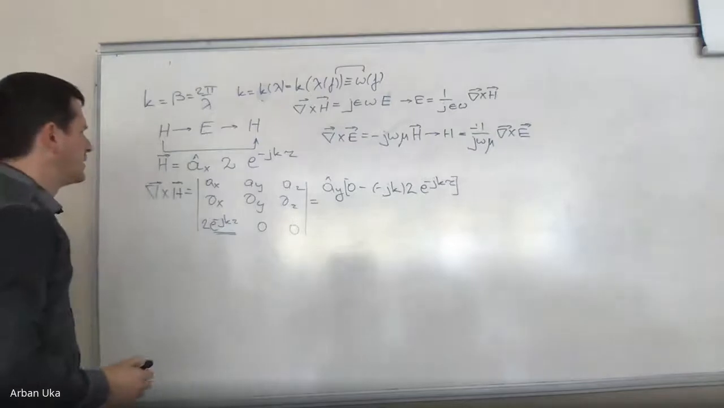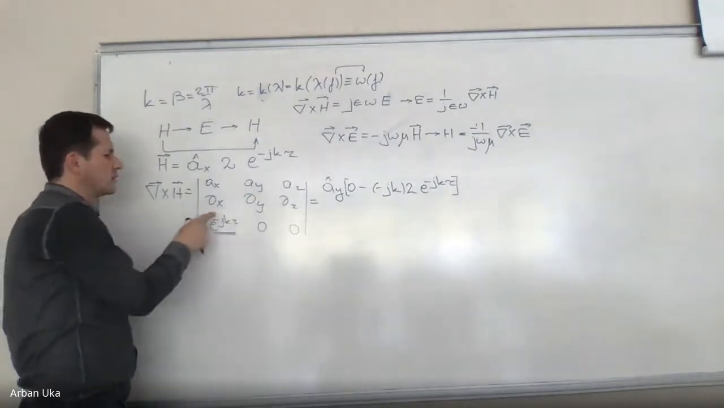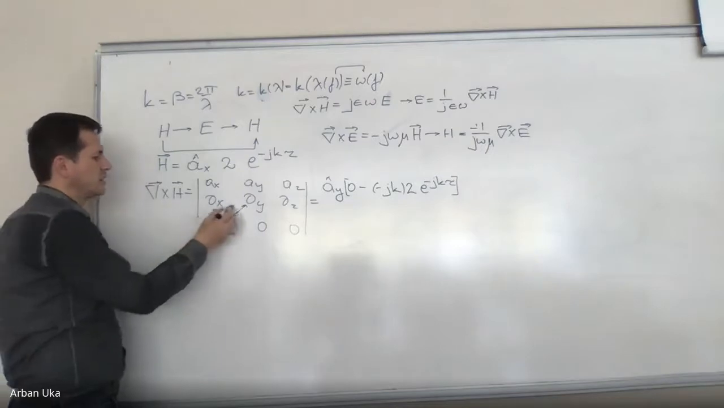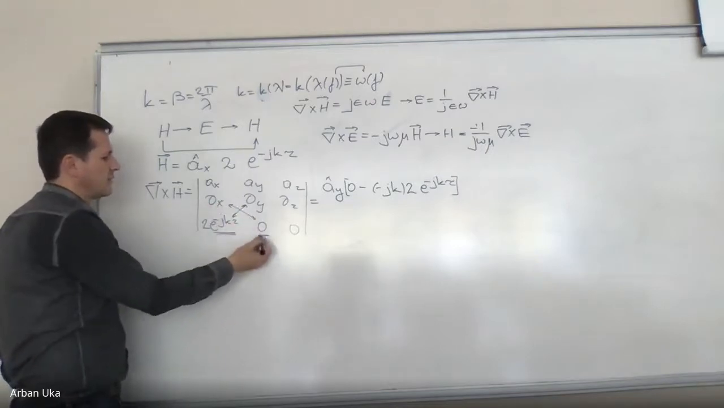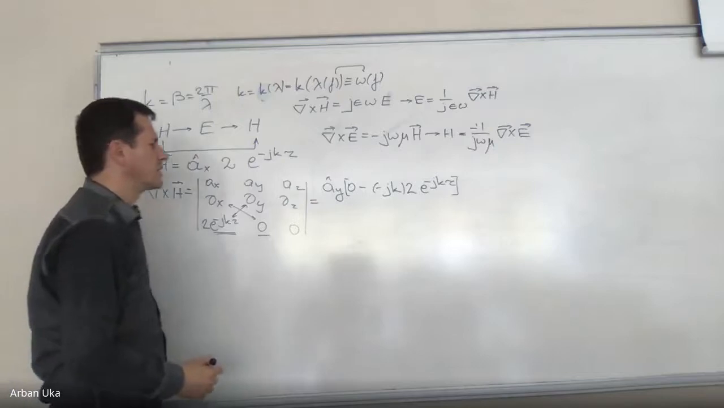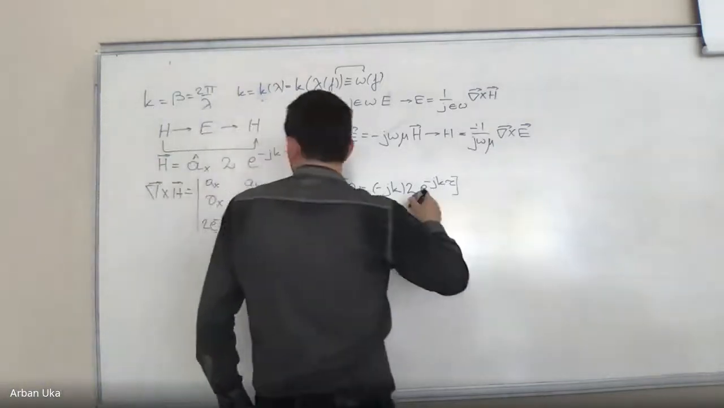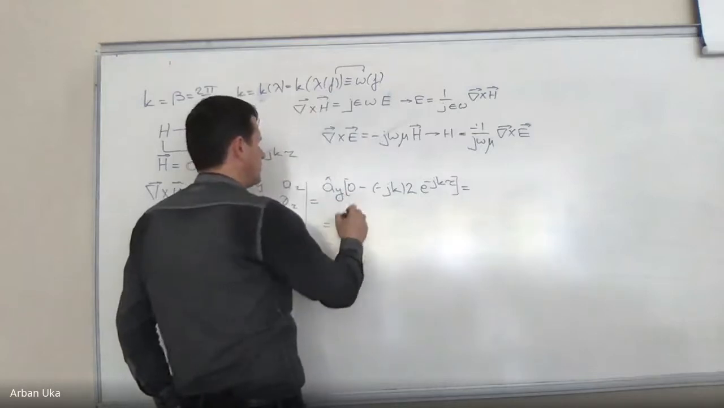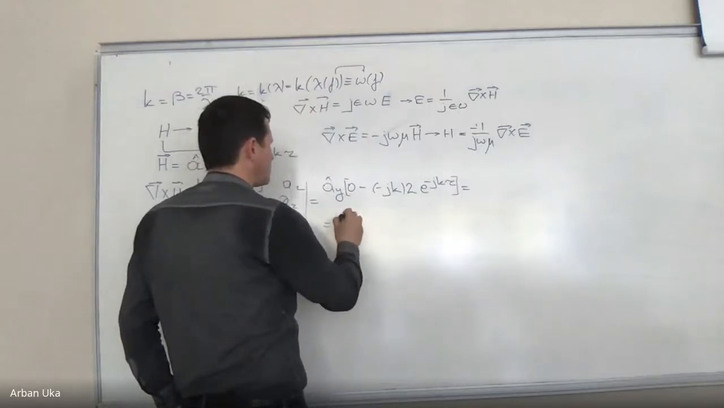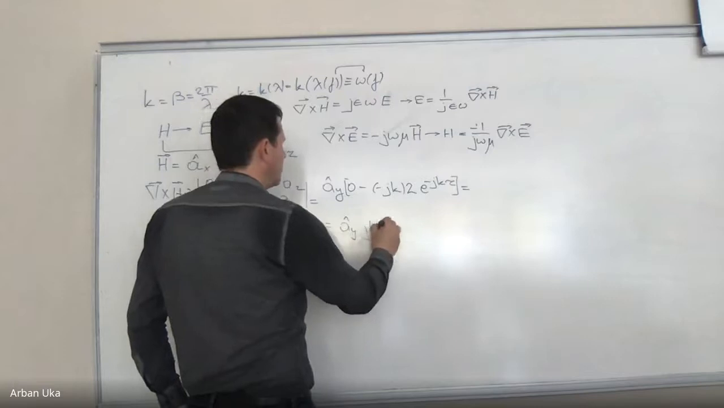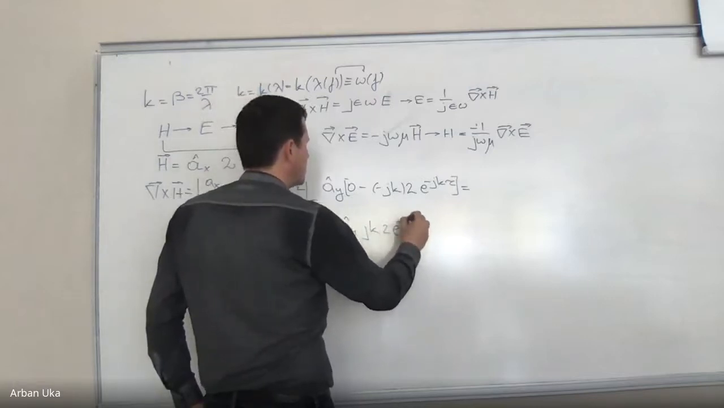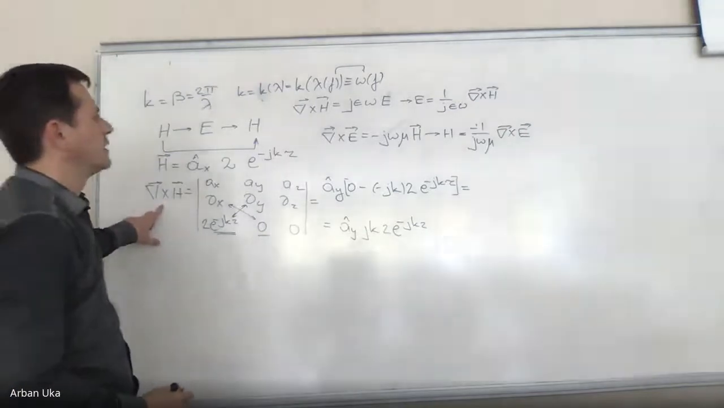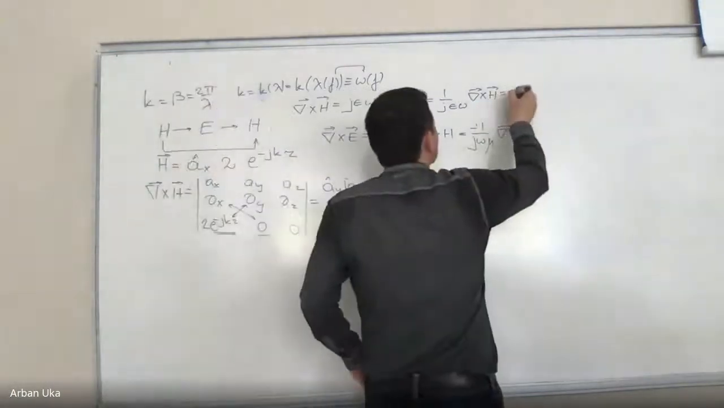And then the component along the az is equal to 0, because the derivative of this one with respect to y is 0, and the derivative of a constant value with respect to x will be again 0. So the curl of h is equal to plus ay jk 2 e to the power minus jkz. Let's substitute this one here.